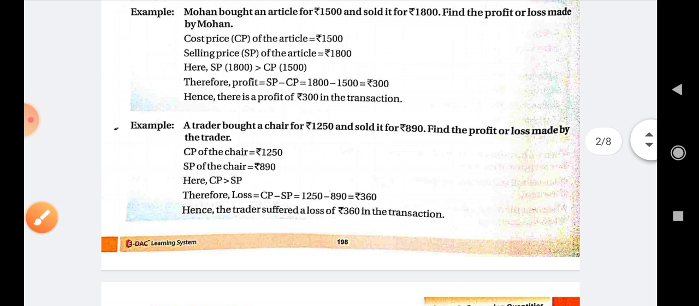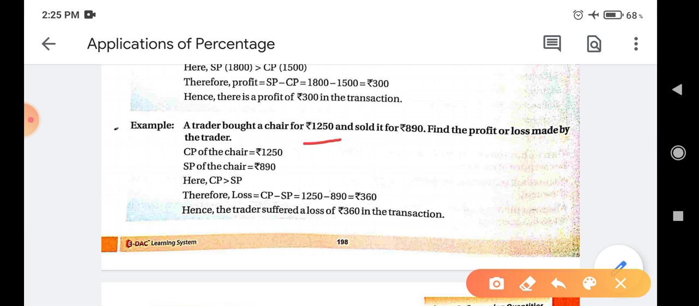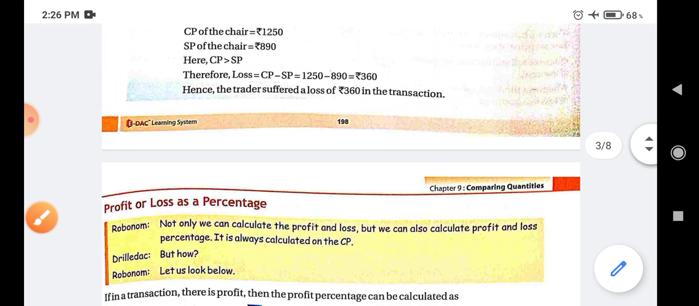Next, a trader bought a chair for 1250 rupees and sold it for 890 rupees. Find the profit or loss made by the trader. CP is 1250 rupees and SP is 890 rupees. Here CP is greater than SP, so there is a loss, and loss is equal to CP minus SP. After subtracting we get 360 rupees. So the trader suffered a loss of 360 rupees in the transaction.